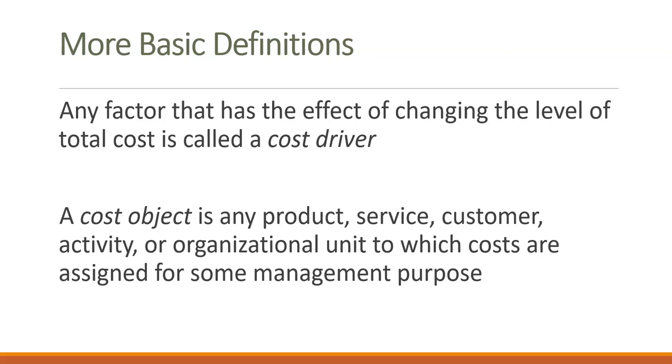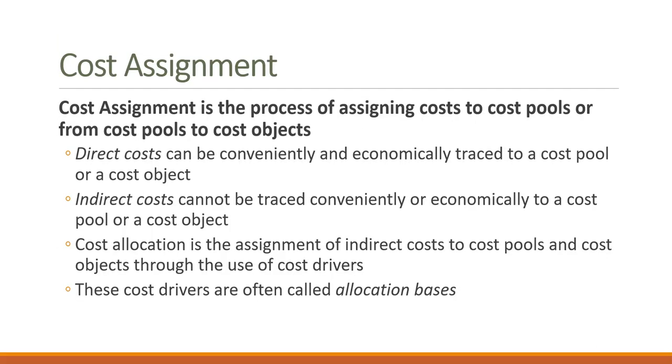A cost object is anything that we want cost information for. So every individual project we have is a cost object. Or if we're a service organization, then each of our services is a cost object. We want to collect cost information for an individual object so we can make decisions about how to sell it, how much money to charge for it, etc. So cost assignment is when we go about assigning our cost to cost pools, and then from those cost pools to our individual cost objects.